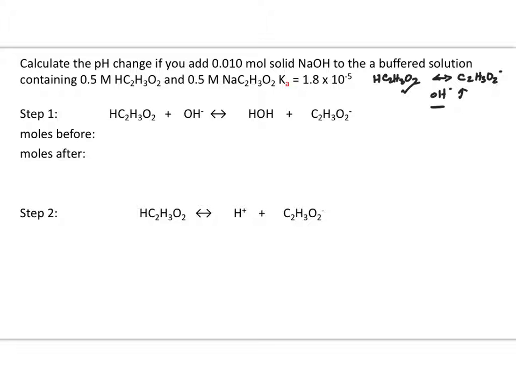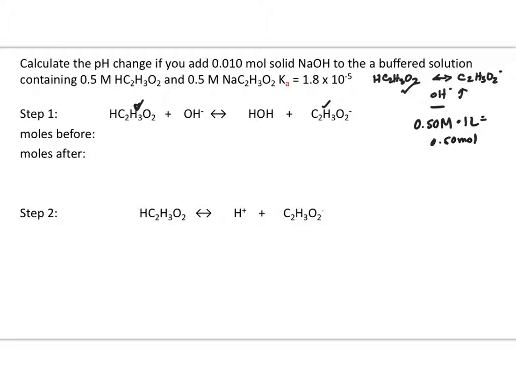Okay, so we're going to look at the moles before of each of the substances. What we're going to do, guys, is just assume that our buffer solution is a 1 liter solution. Go ahead and use that information to find the moles of our acetic acid and our acetate ion respectively. If we have a 0.50 molar solution, we multiply by 1 liter, and we know that we have 0.50 moles of each of those species.